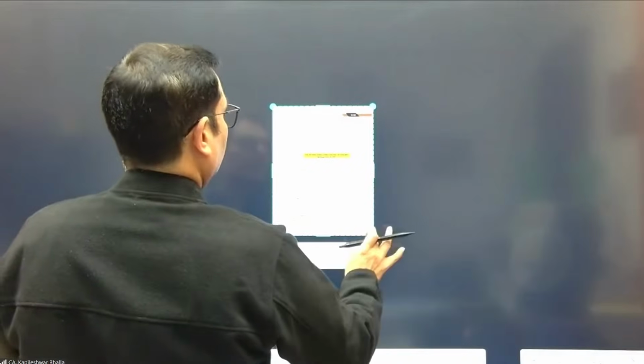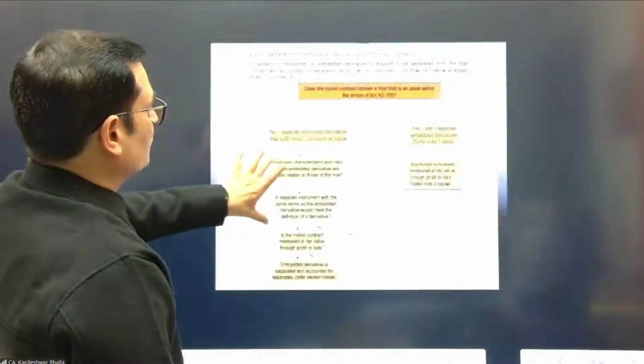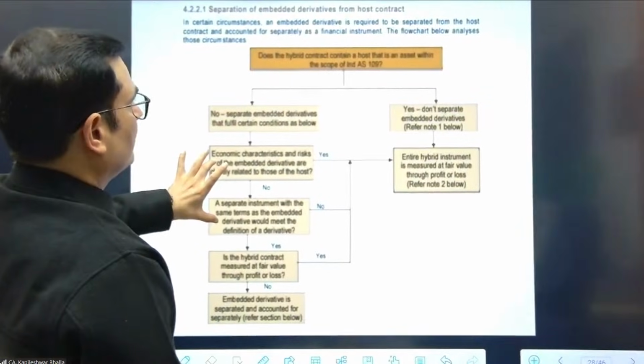So let me come to the inputs on a very interesting chart. I'll first explain the process in terms of embedded derivatives. Then we'll look into an illustration, understanding how this accounting is done. So let me first make a walkthrough on this particular chart. This is unit number 4 in the study material. So let's have a look.